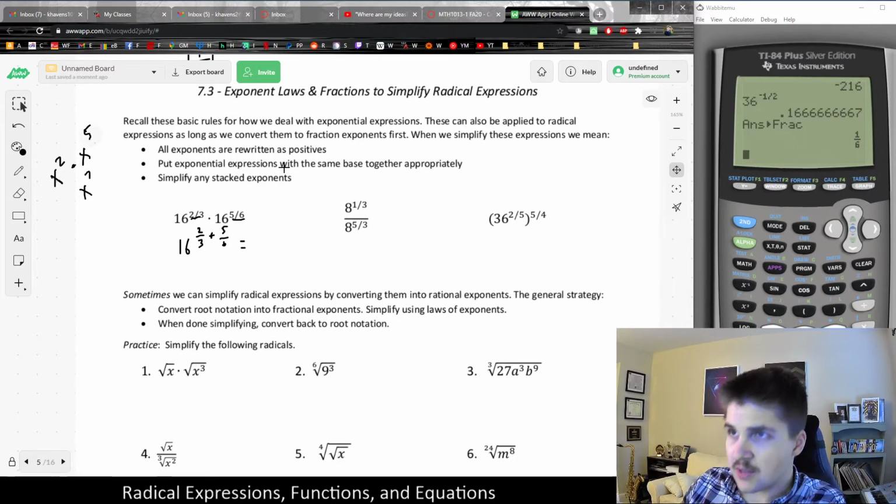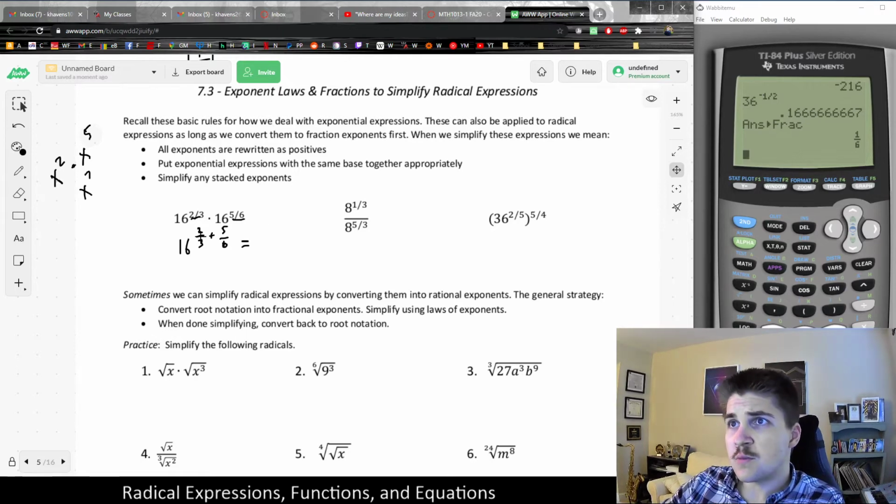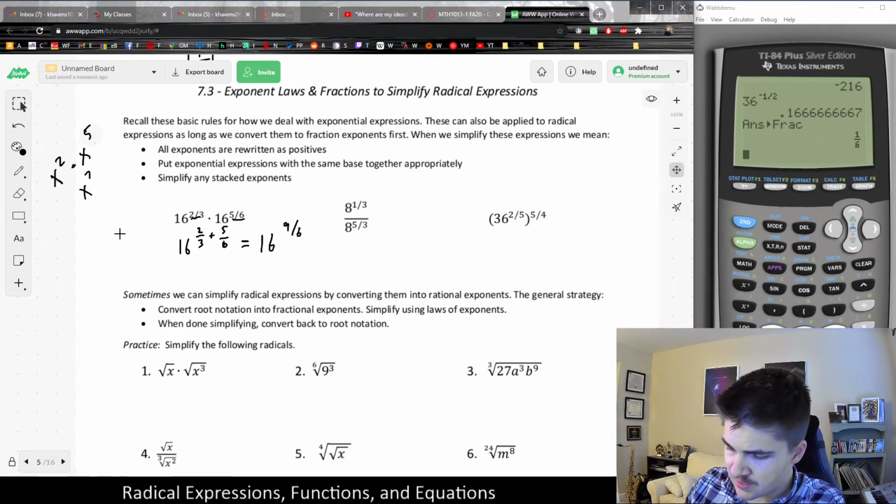And in order to add those fractions, I would need a common denominator, which between 2/3 and 5/6 is 6. So this would be 4/6 plus 5/6, which is 9/6. So I'd be left with 16 to the 9/6 power. And of course, that fraction would reduce by a common factor of 3, so this would result in 16 to the 3/2 power.